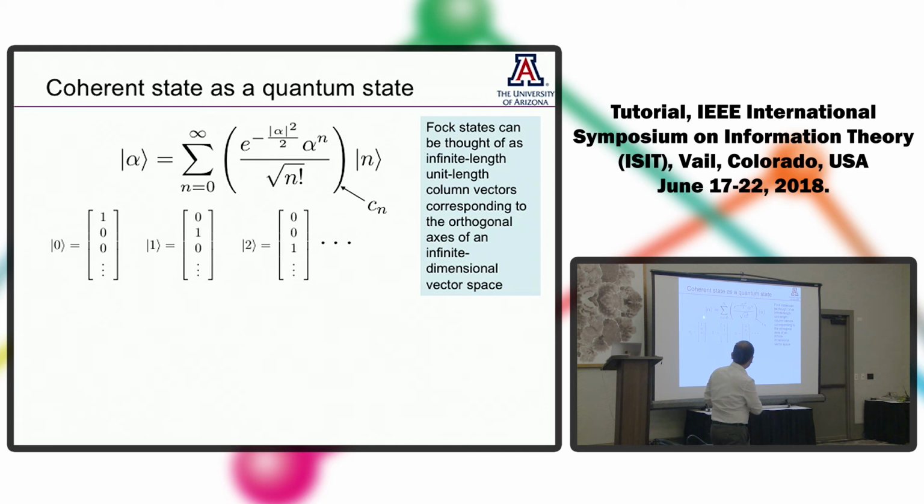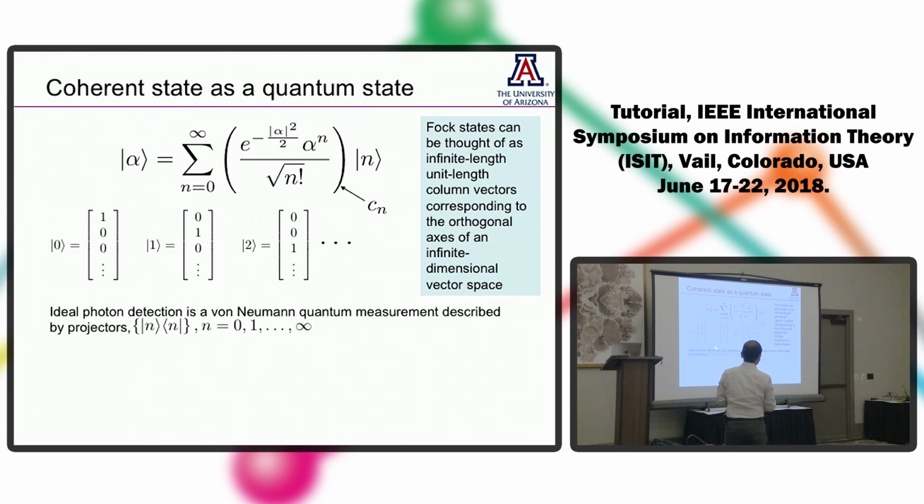So you can think of these number states as column vectors, |0>, |1>, |2>, and so on. They are orthogonal to each other. A coherent state happens to be that particular superposition of the number states. And you can see that if I take a magnitude square of that, I'm going to get a Poisson distribution.